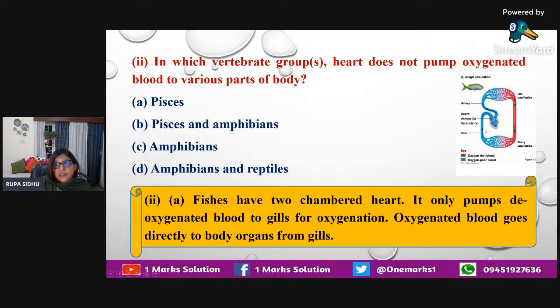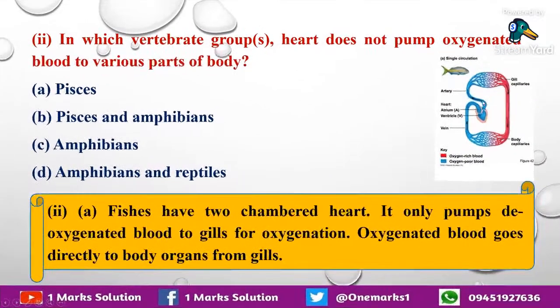See here, the complete heart is seen in blue because only deoxygenated blood comes to the heart. So from all the body parts, the deoxygenated blood goes to the heart. From the heart, this deoxygenated blood goes to the gills. It gets oxygenated in the gills, and then the oxygenated blood is not coming back to the heart.